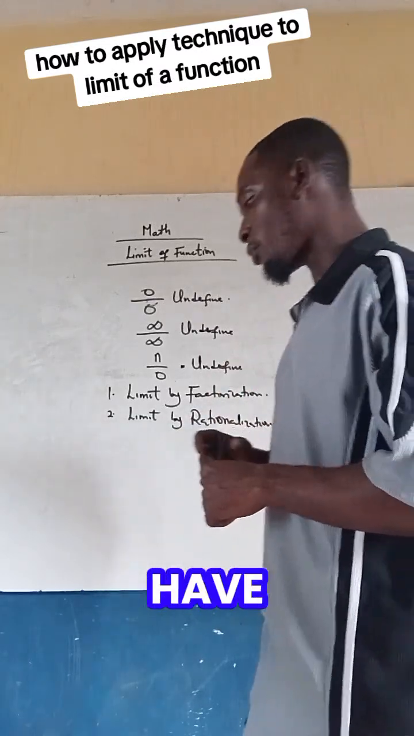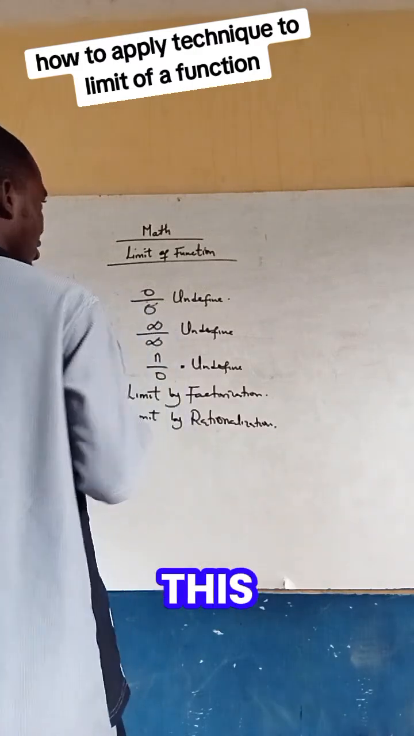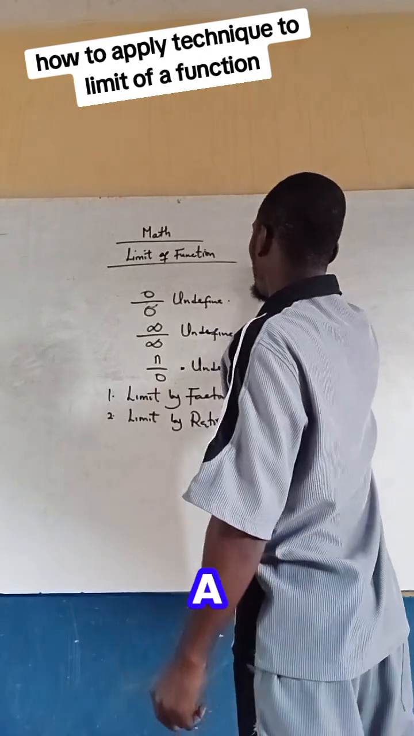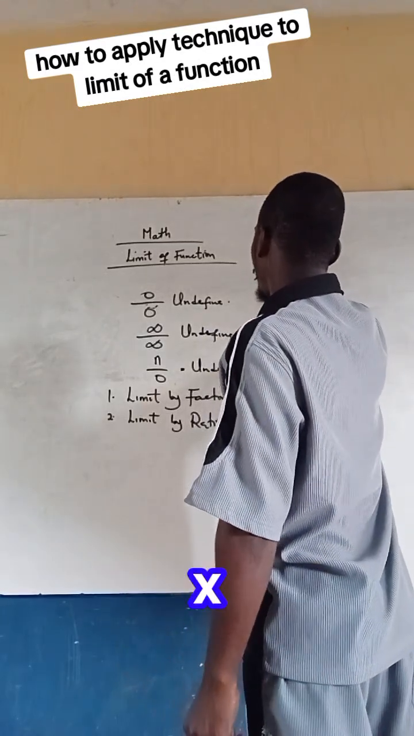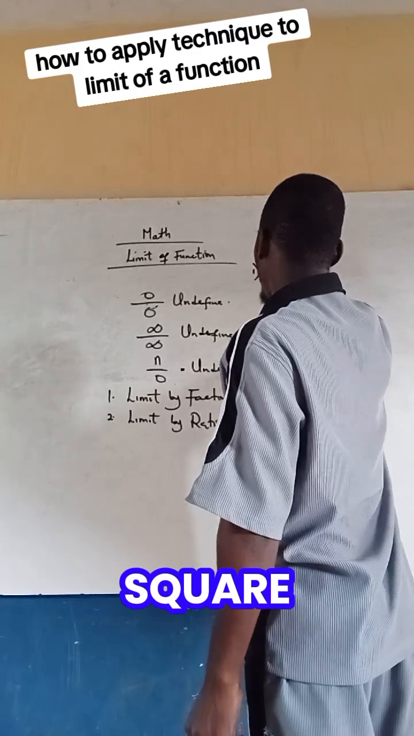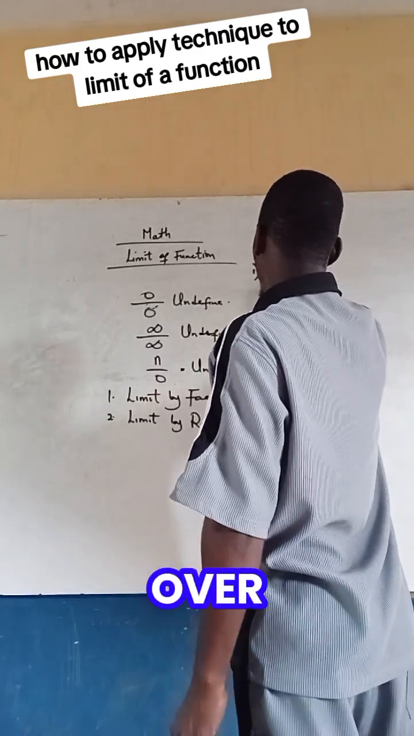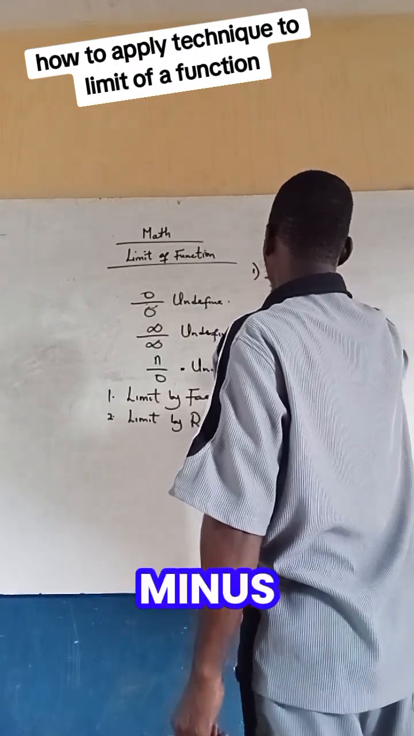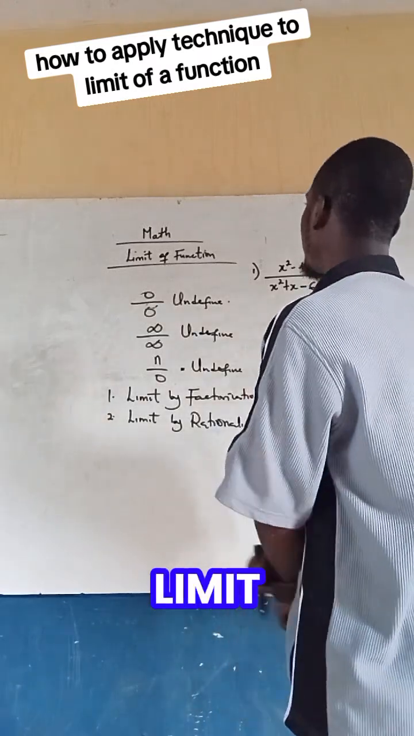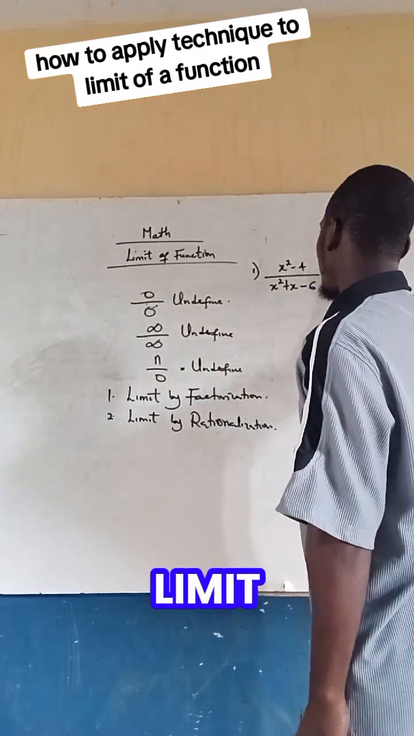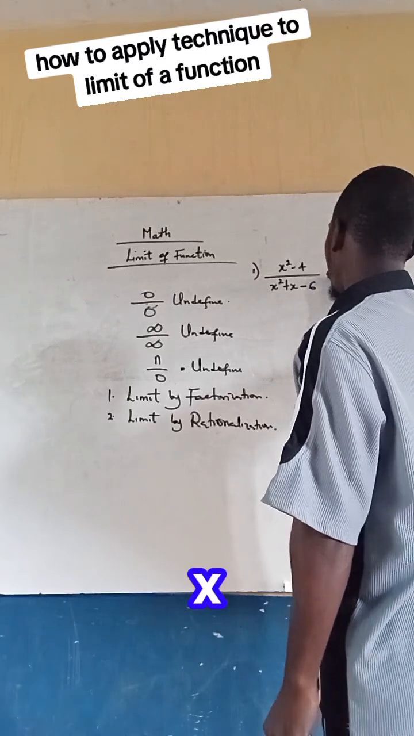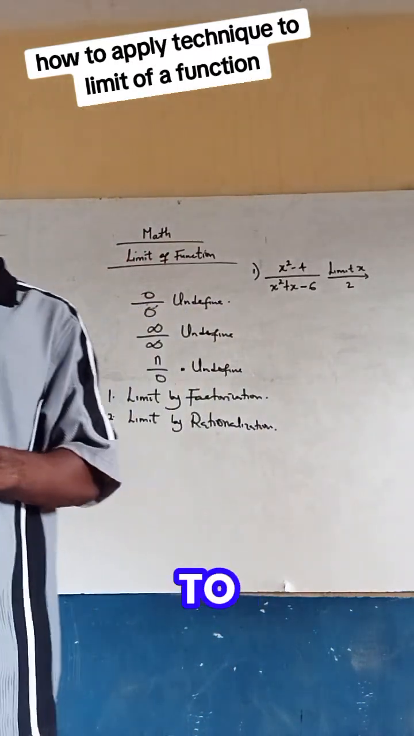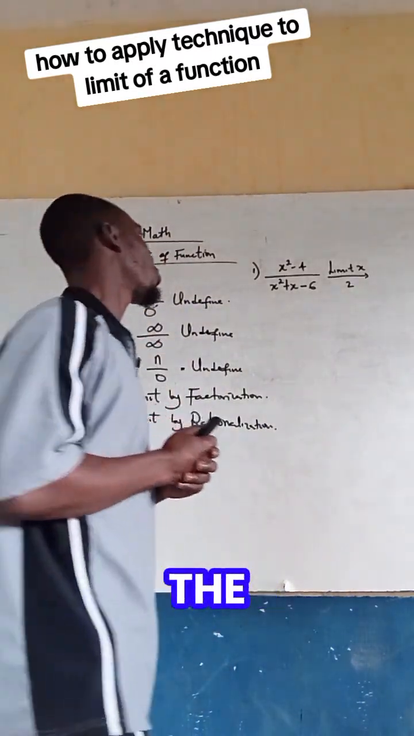So let's have some examples on this. Let's assume that we are given a question: x squared minus 4 all over x squared plus x minus 6, and we are told to find the limit as x tends to 2. How do we solve the question?